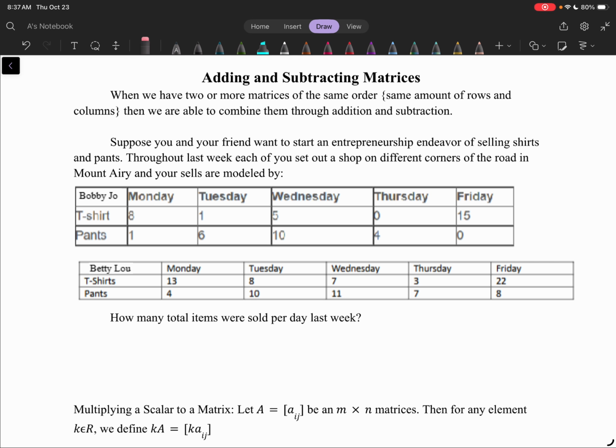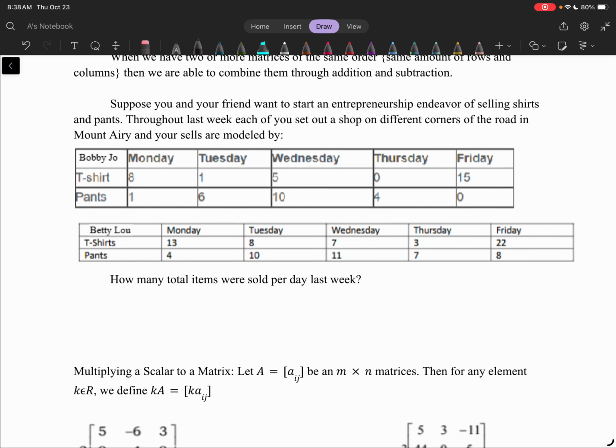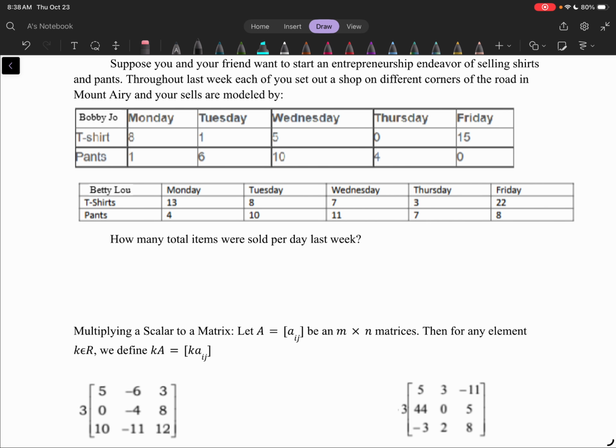Suppose you and your friend want to start an entrepreneurship endeavor of selling shirts and pants. Throughout last week, each of you set out a shop on different corners of the road in Mount Airy, and your sales are modeled by these two diagrams. How many total items were sold per day last week?